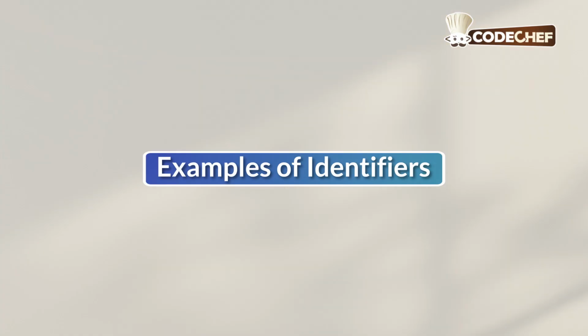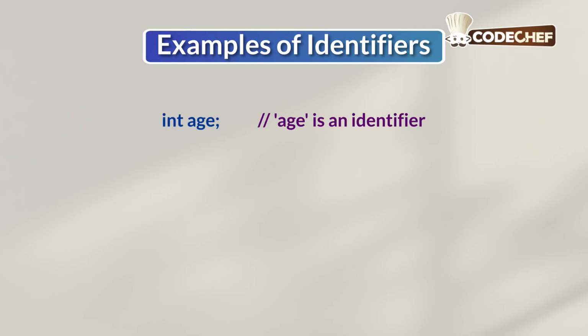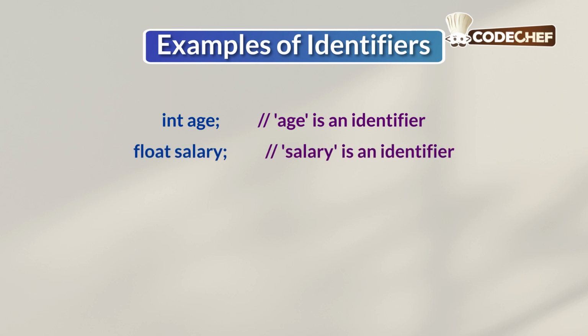Now examples of identifiers. The first example is int age. Here int is a keyword because it is declaring a data type. Then age. This is an identifier because it is a name that we are giving to a variable. Next, float salary. Here float is a data type, so it is a keyword, but salary is again an identifier because it is a name given to a variable by us.